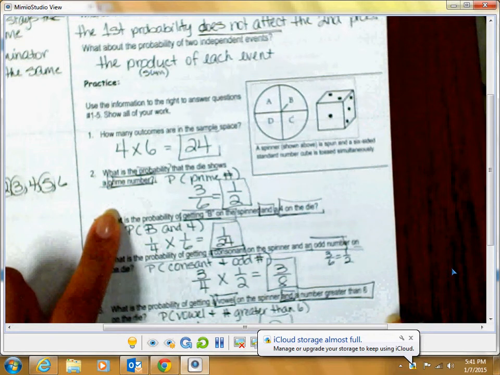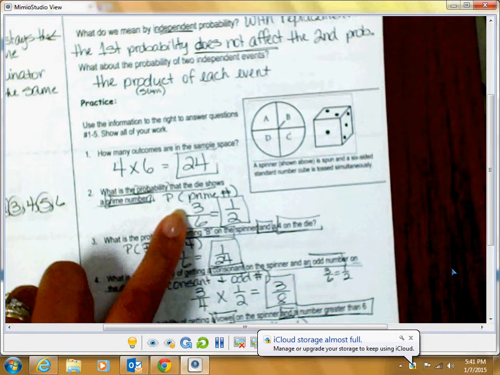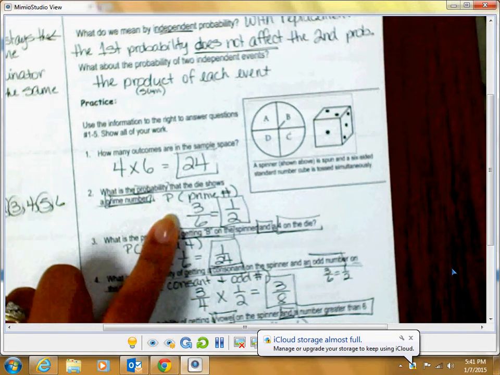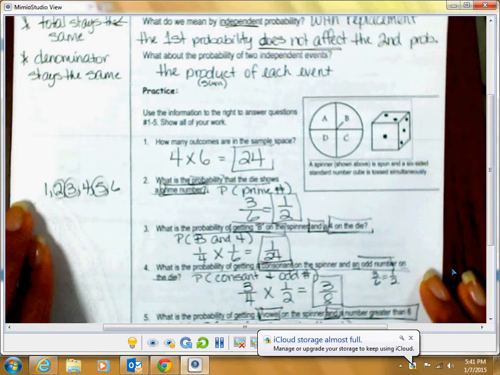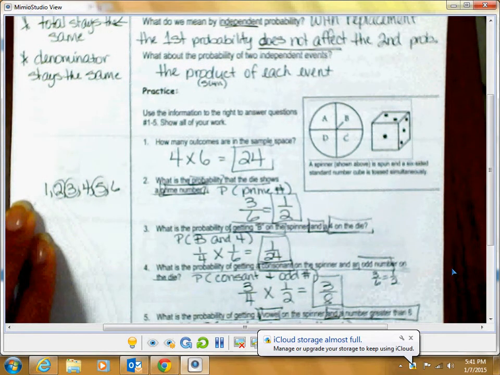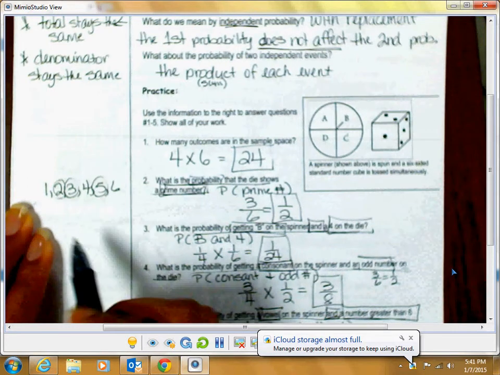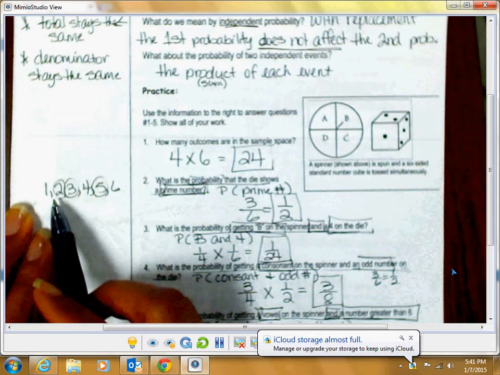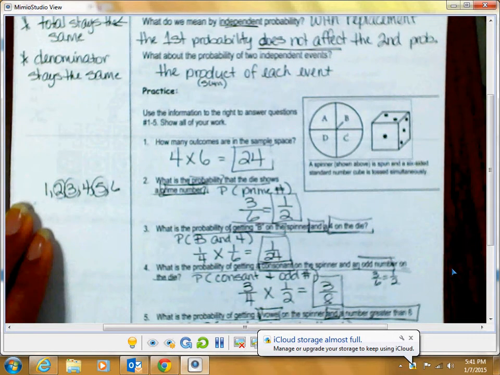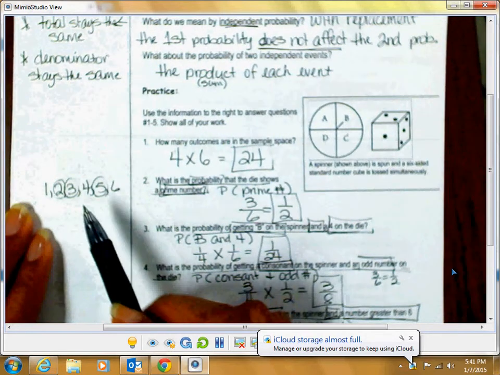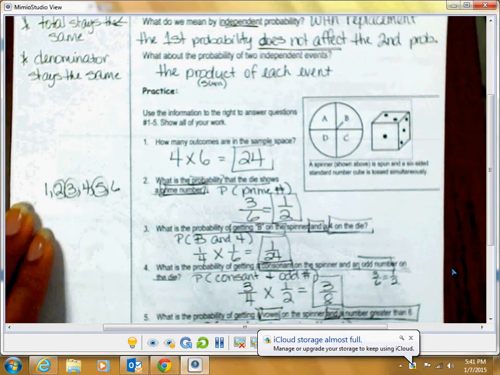Number 2, we want the probability that the die shows a prime number. So that's P with prime number in parentheses. In this situation, you have to write out your sample space first. Since it's a die, we know that 1, 2, 3, 4, 5, and 6 are on the die. Now go and find the prime numbers. The prime numbers are 2, 3, and 5. That's why those are circled in this case, because they're the prime ones. So that is 3 numbers circled out of the 6 numbers total, which is equal to 1/2.